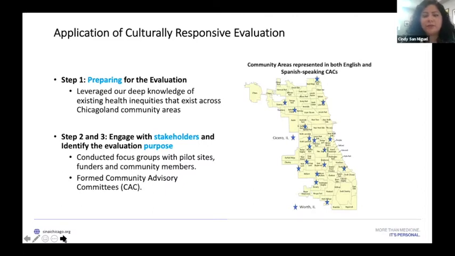This map that you see represents all of the community areas where community residents come from. So you can see that folks are coming from all over the city, but there is a higher concentration on the south and the west side. And that's where we see some of the communities that have been most disinvested and oppressed in the history of our city.